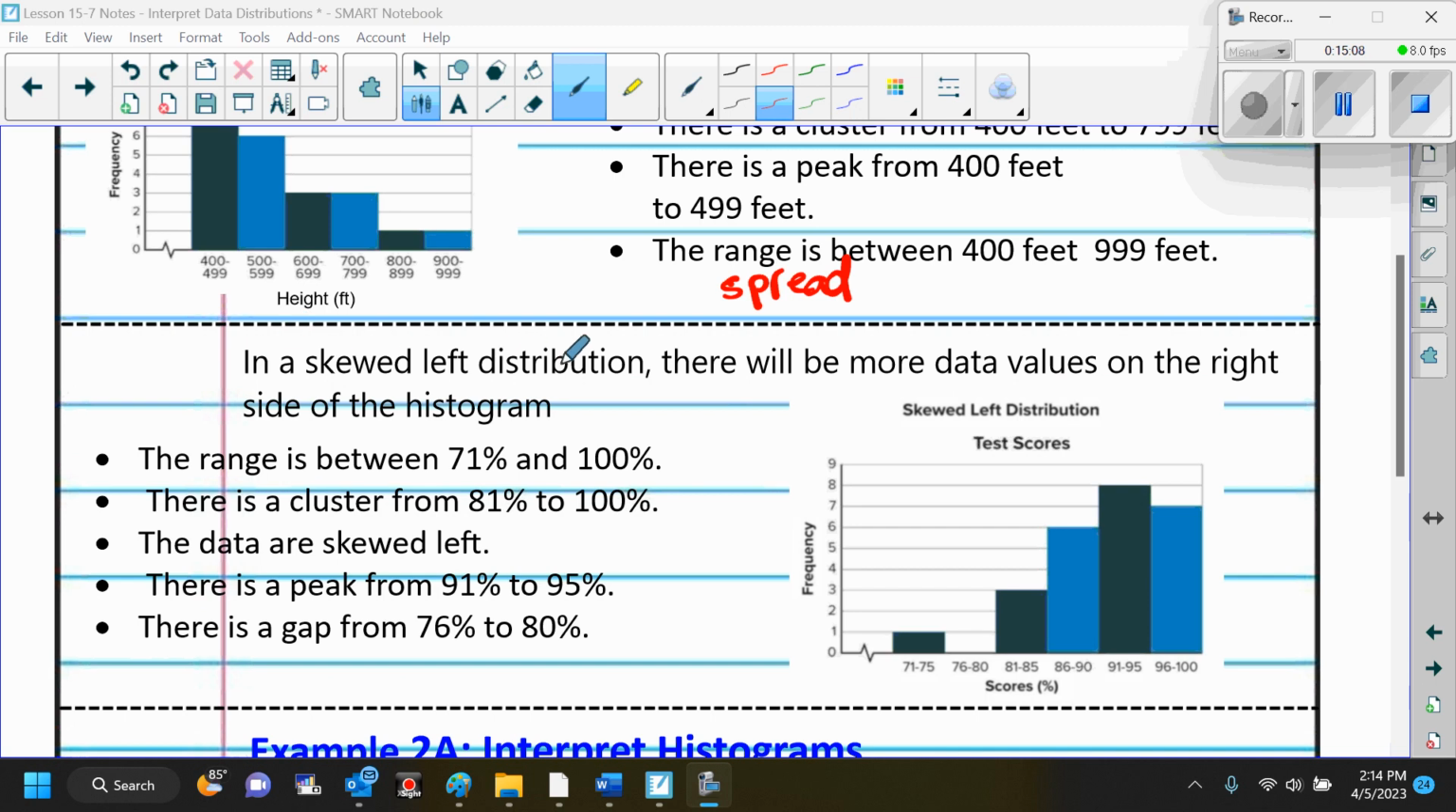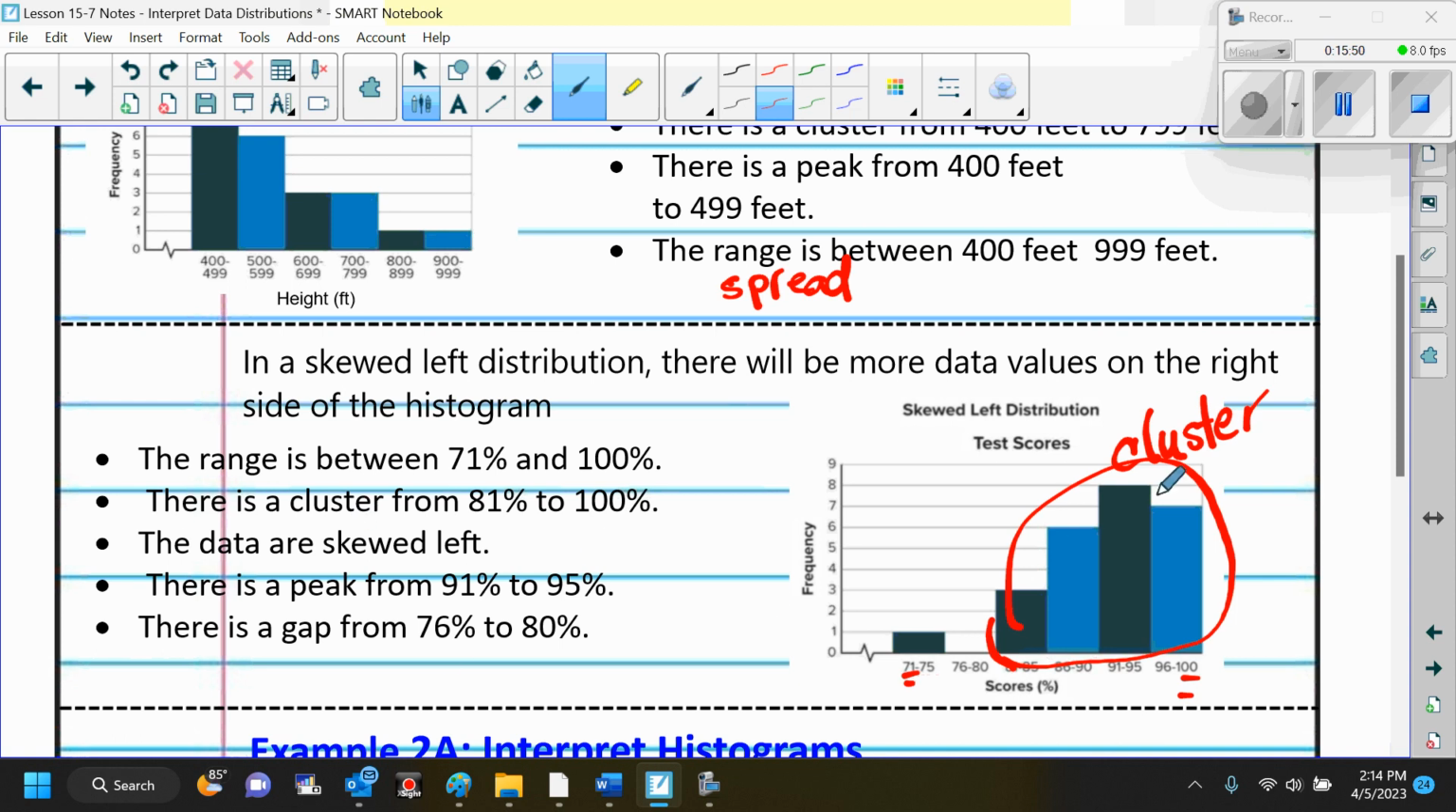So in a skewed left distribution, this is an example of skewed left, there's more data values on the right side of the histogram. So just like this one, see here's all that data right over there on the right. So that means this is skewed left. Okay. Then we can look at the rest of this. So let's see, the range is between 71% and 100%. There is a cluster of data right here between 81 and 100. That's a cluster right here. You can label it if you want to. Cluster.